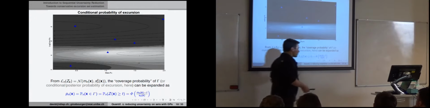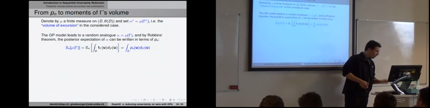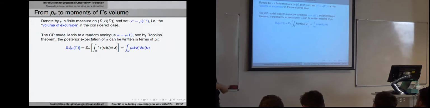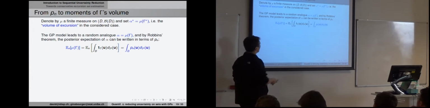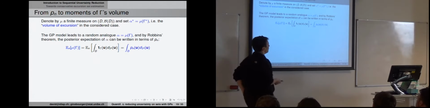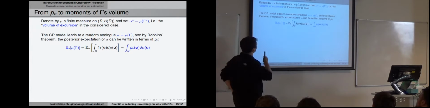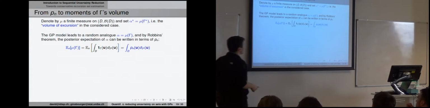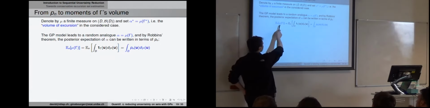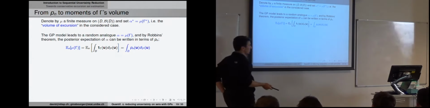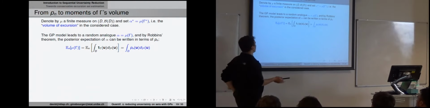And then from there, you can actually do something relatively cool. You can calculate the expected volume. So it has a name. If you say that alpha star is the volume of Gamma star, so take the Lebesgue measure of the set, and you call it the volume of excursion, then there is the following property that is super simple, but it's called Robbins' theorem, that tells you that the expectation at time n, knowing n observations, of the volume of excursion, is something you can calculate analytically, or semi-analytically, by using the Fubini theorem.